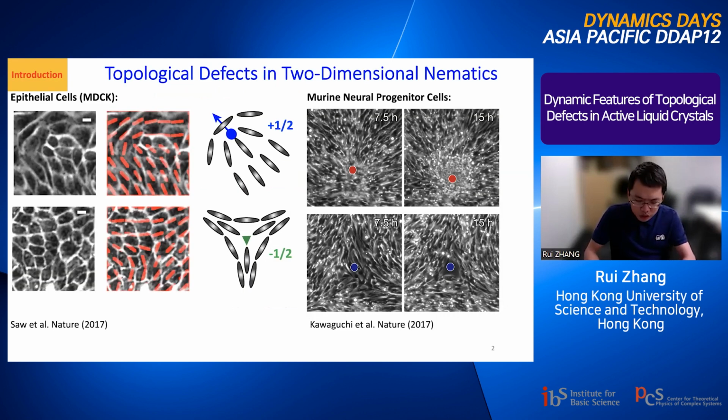So nowadays, liquid crystals are becoming increasingly more interesting to a general audience, because in the past 5 years, a lot of liquid crystal phases have been observed in non-traditional systems. Here I gave you two examples, two biological systems. One is epithelial cells, the other is progenitor cells. In both examples, you can see that the cells elongate into anisotropic shapes, so they acquire an orientation, and the nearby cells tend to align with each other. This is the typical feature of liquid crystals.